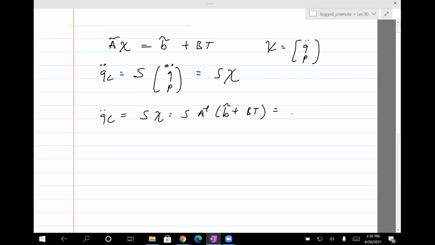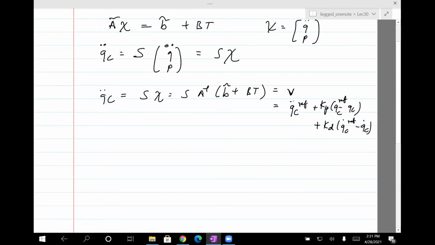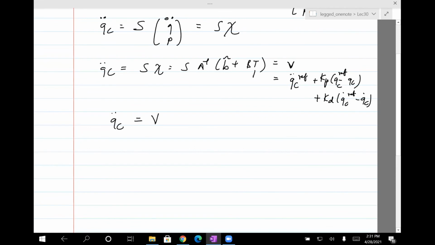And then by partial feedback linearization, what we need to do is set this to V, where V is QC ref plus KP times QC ref minus QC plus KD times QC dot ref minus QC dot. So I just use V here. So once we have QC double dot equals V, now we can find what that torque is going to be, because that's what goes to the motors. So S A inverse B tilde plus BT equals V.